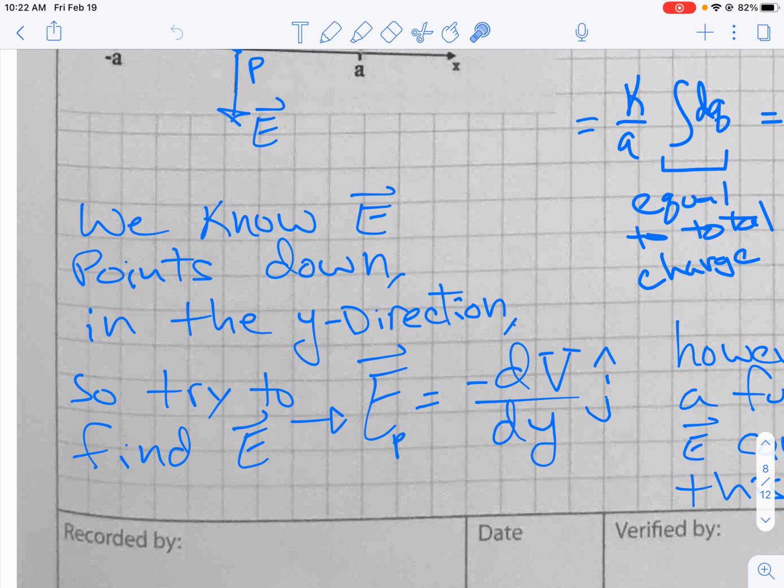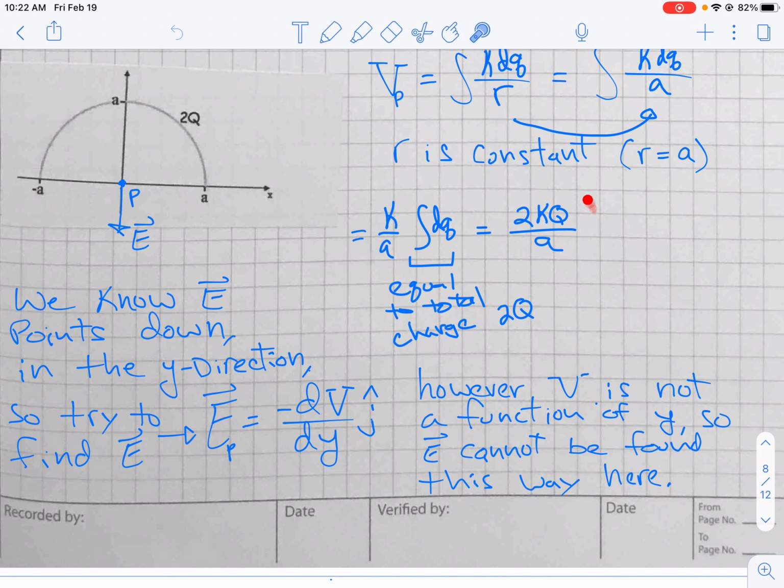Well, if we try that, and I put this with respect to y because it points down in the y direction, 2kq over a does not depend on any variable. And so it's not a function of y. And we can't find E by taking the derivative of this, because this is just a constant amount, and we don't know how this voltage would change in space. It does change in space. It's just that this expression doesn't tell us how it changes in space.